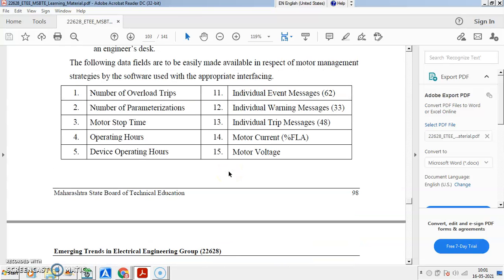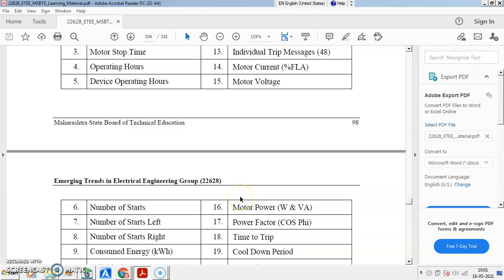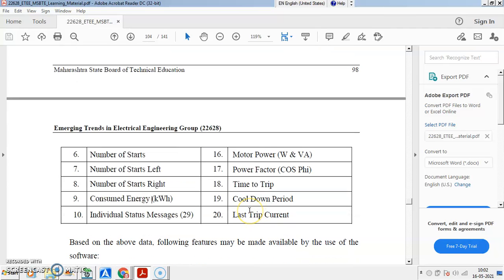What is the use of number of overload trips? What is the use of number of parameterizations? What is the use of motor stop time? What is the use of operating hours? Why store the data about the device operating hours? Why store the data about the number of starts? Why store or see the data, number of starts left, number of starts right? Why see the energy consumption?